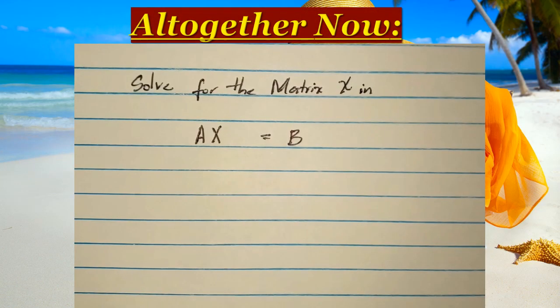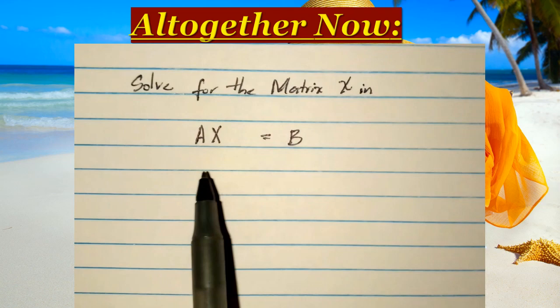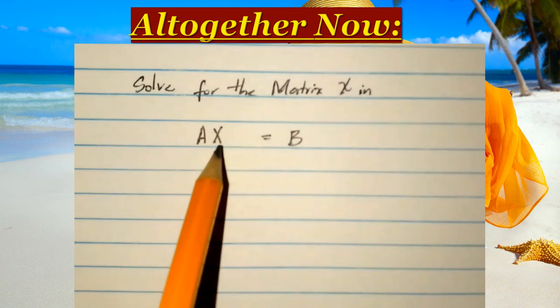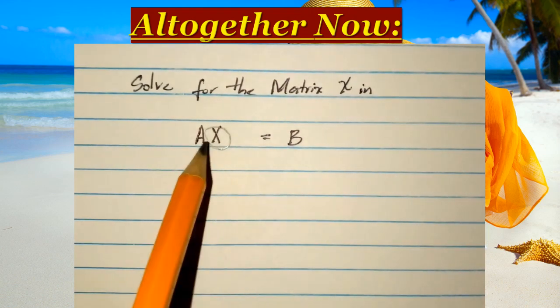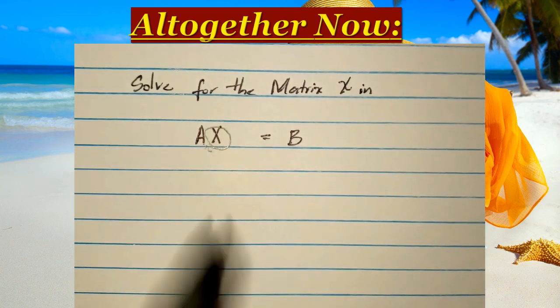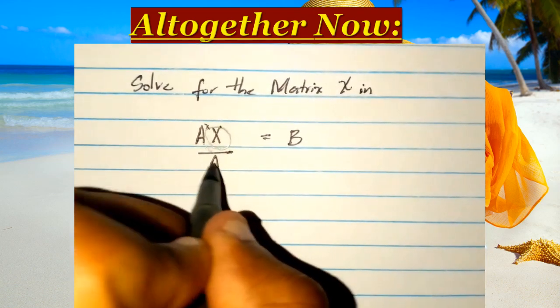So those hacks become very useful when we're trying to solve for a variable matrix. For example, solve for the matrix X in AX = B. When I'm solving for X, it means that I want X on its own, so I need to remove this matrix A. Notice that they're written next to each other, which means that A is being multiplied by matrix X. So I'm going to have to undo that multiplication by A. If I'm going to undo multiplication, it means I need to divide by A.